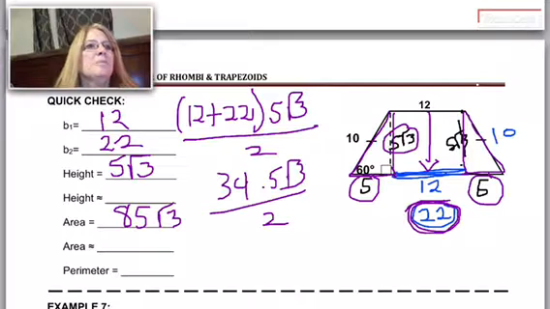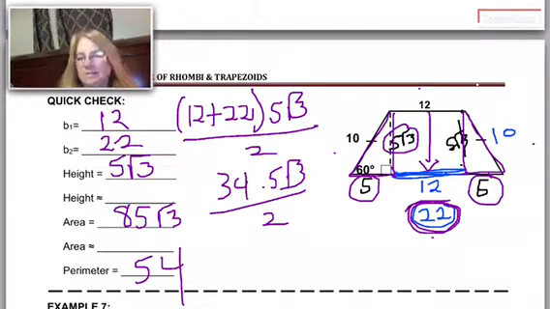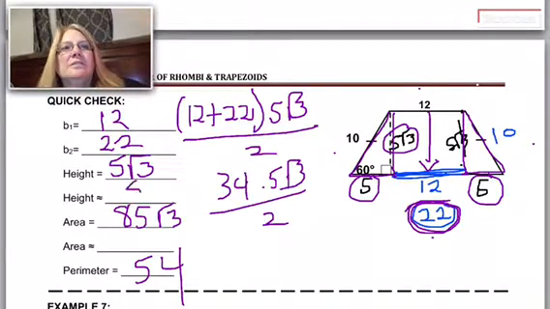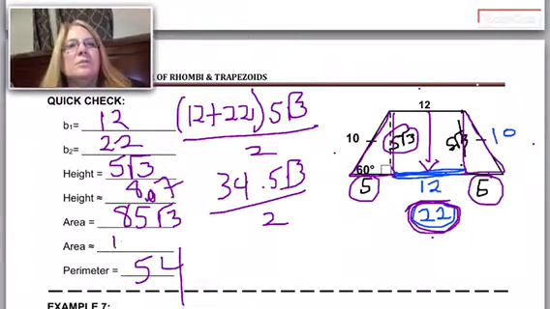Okay, and then the perimeter is 22 plus 10 plus 12 plus 10. 22, 32, 42, 54. And then the approximates are 5 times the square root of 3, 8.7. And 85 times the square root of 3. Sorry, I messed up. 85 square root of 3 is 147.2.